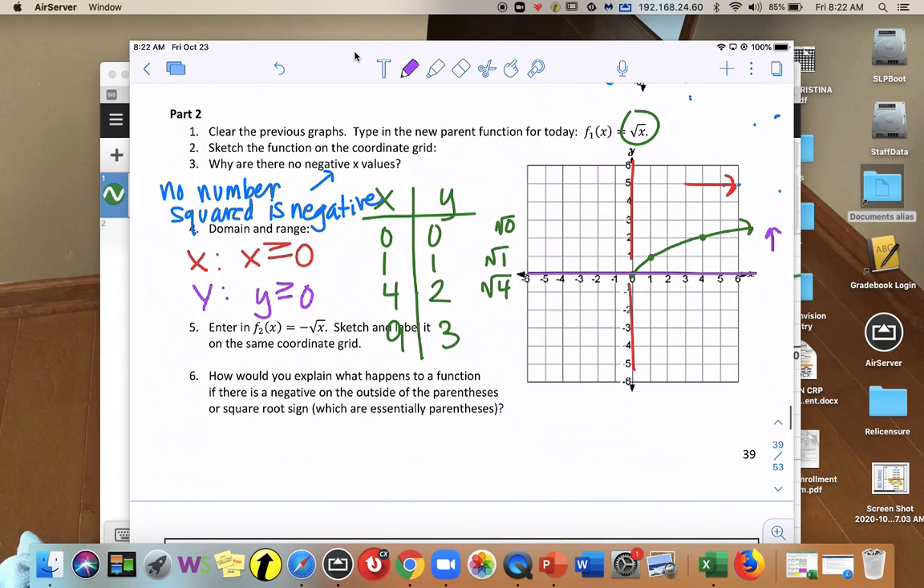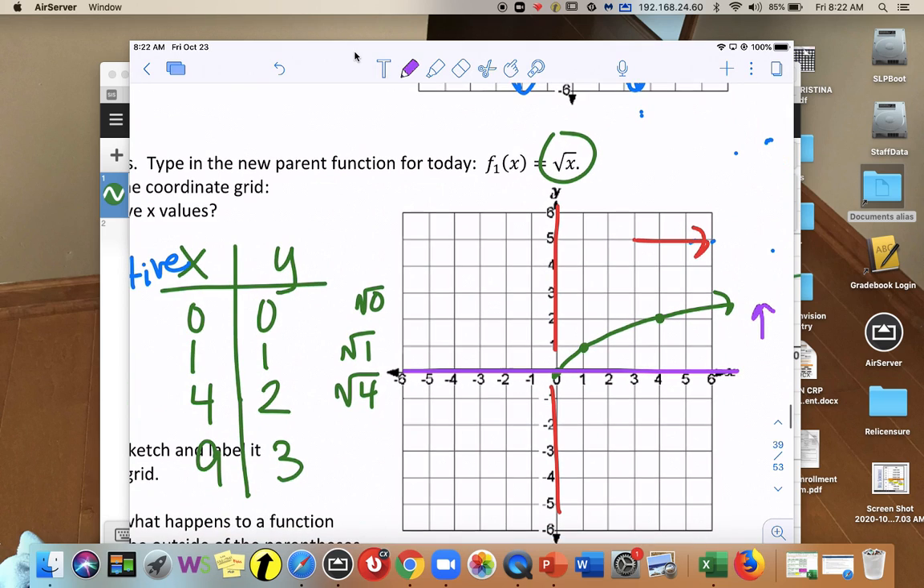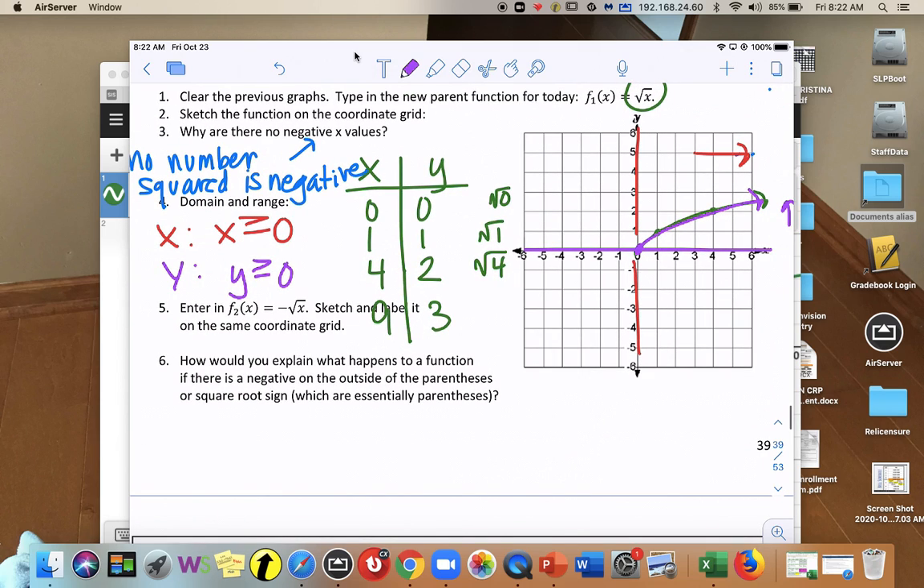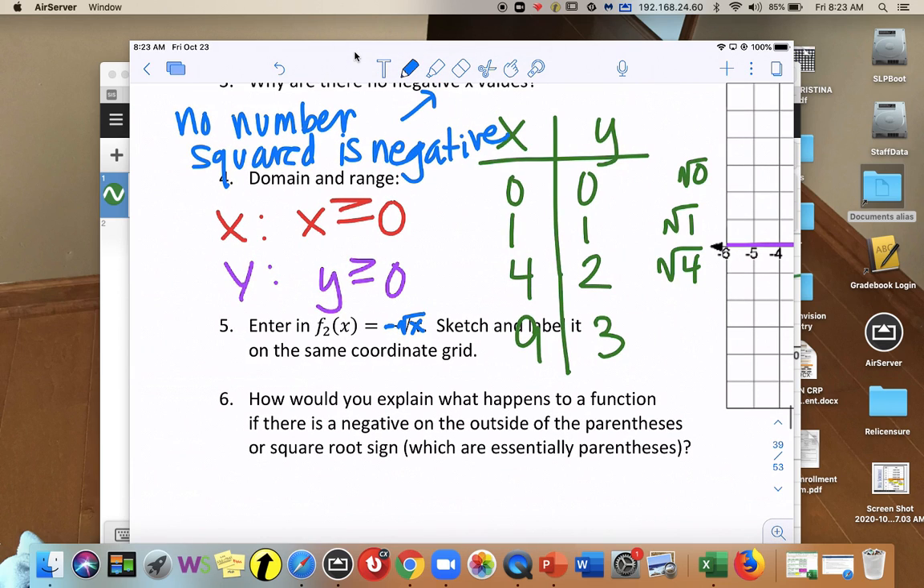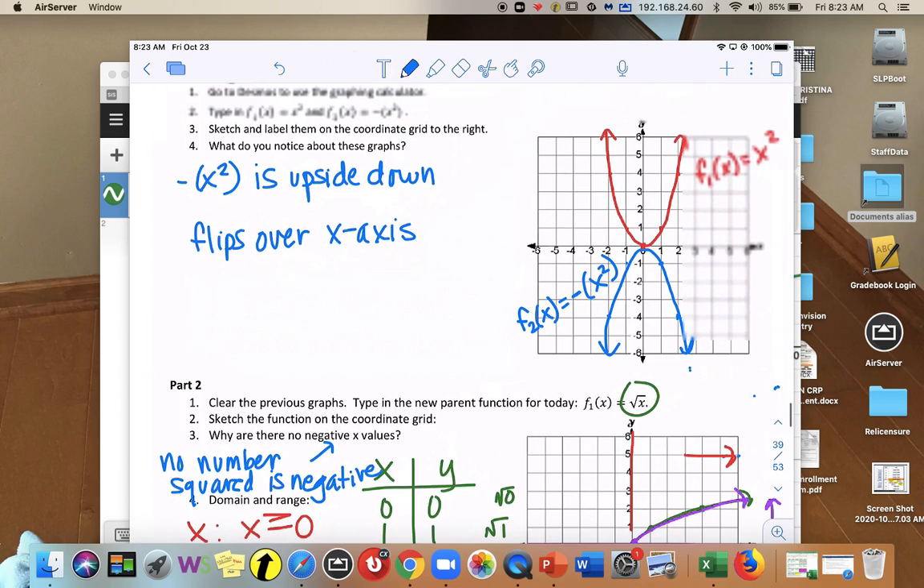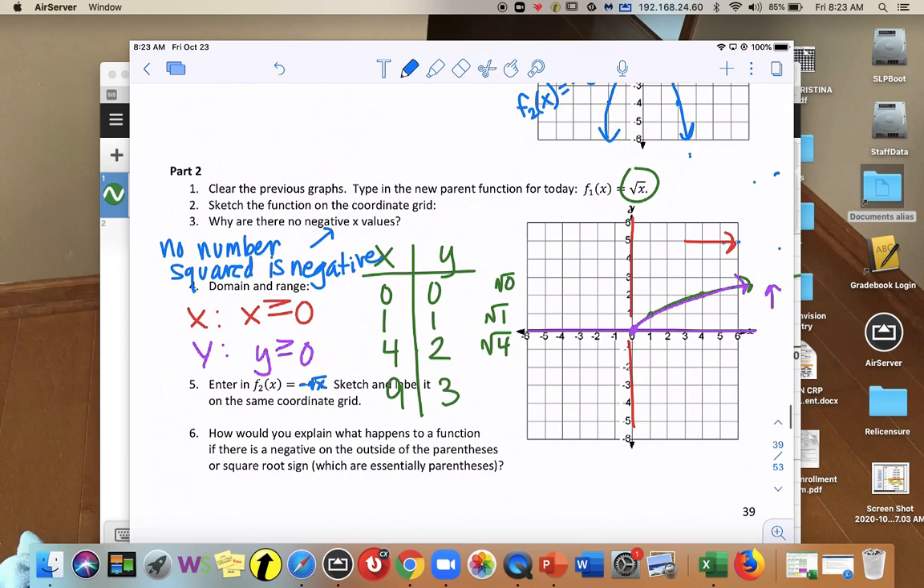Okay, so now we get to the new part. So this is our parent function, the square root of x. It starts at 0, 0. It slowly increases. All right, what happens if we have a negative on the outside of the square root sign? So the square root sign is kind of like parentheses, like in the last problem. So again, the negative's on the outside of that. Let's sketch or type in both of these and see what happens. You can make a prediction what happens when we put a negative on the outside of this graph. And then we're going to go ahead and type that in.